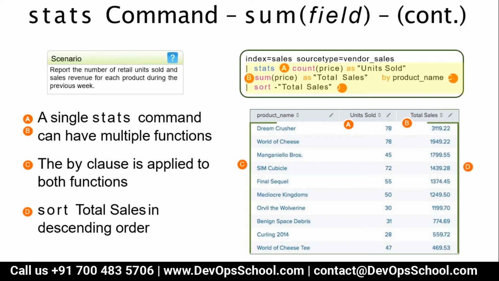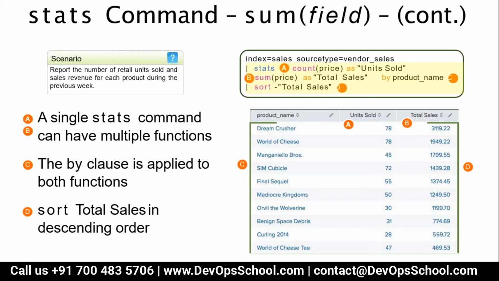So here you see a single stats command, count by price, because you want to know the number of retail units sold. So here you want to count, and by what, the price field. So the total number sold, because price is something you will get to know only if the transaction has completed, then you get the price, right?